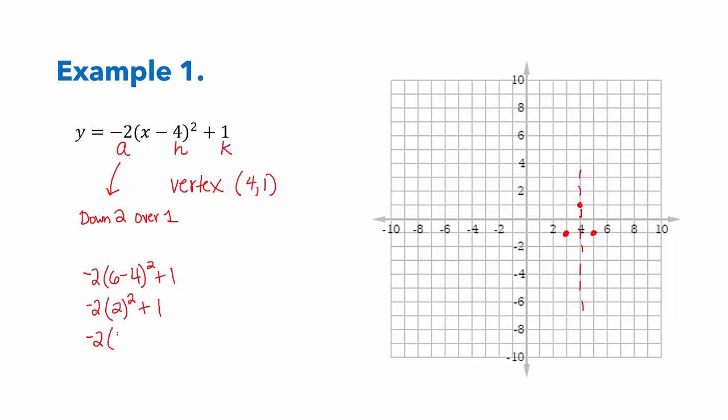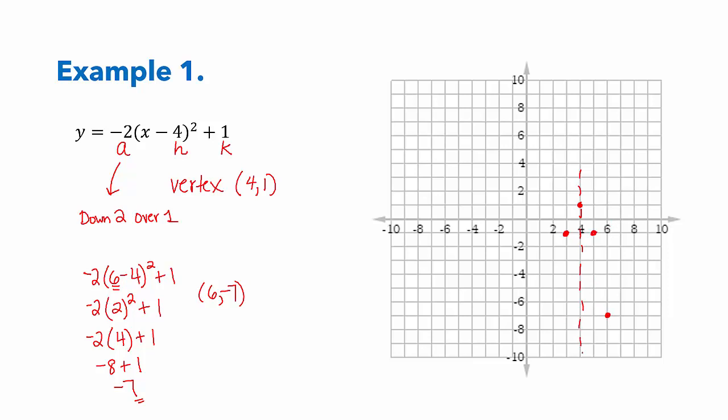Just following PEMDAS here. I did my parentheses. Next step was to do the exponent. Now I'm on to multiplication. And lastly, addition. So this was the value that we plugged in for x. That's the x value of our point. This is the value we got out for y. And now we have a complete point at 6, -7.